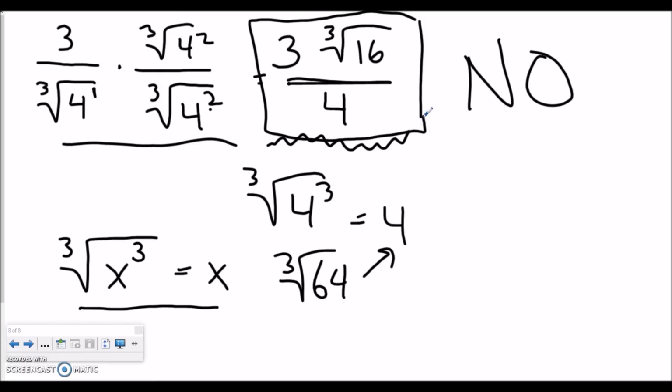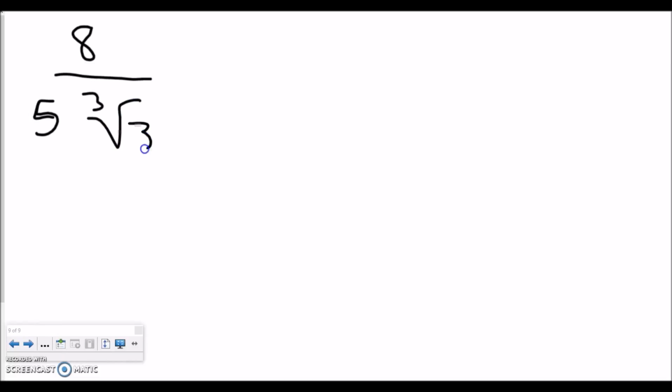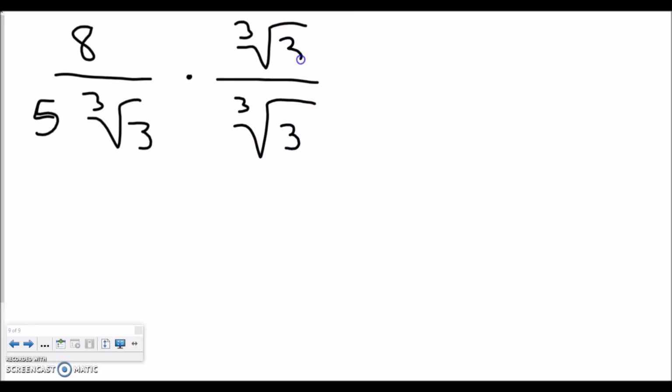Let's try one more with the cubed root. What if we had 8 over 5 cubed roots of 3? Again, we can't have a radical in the denominator, so you should by now realize we at least need a fraction with those cubed roots. You know it's going to be a 3 here. But if we leave it like that, we would multiply these and get the cubed root of 9, and we don't know the cubed root of 9, so that does me no good.